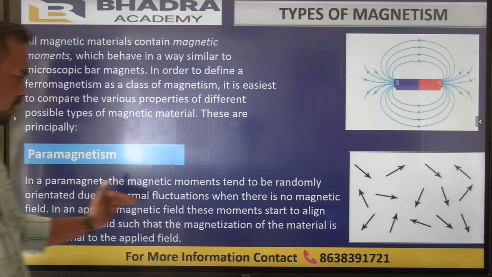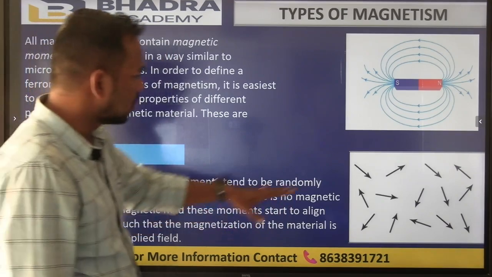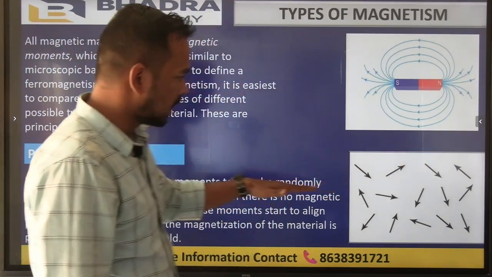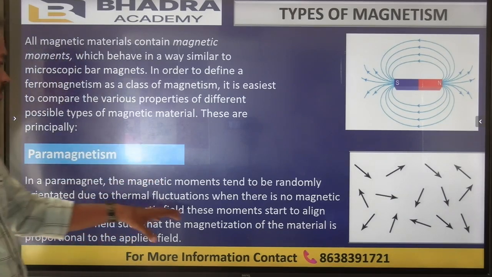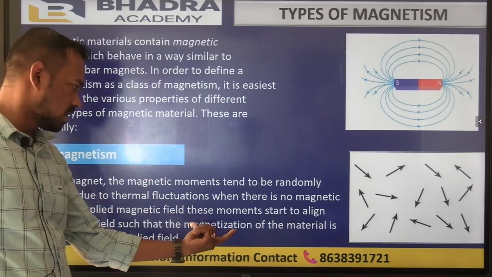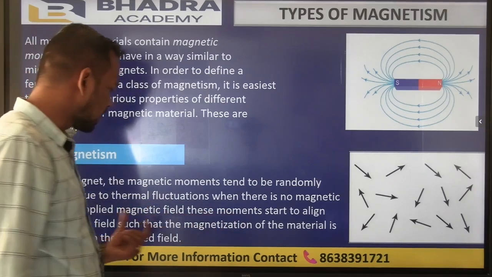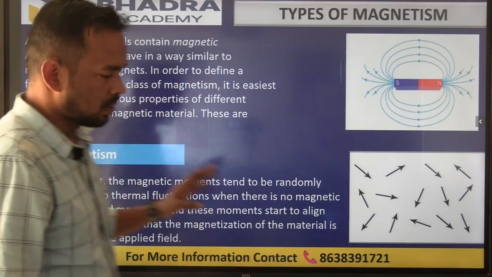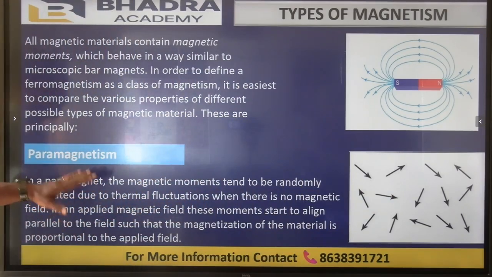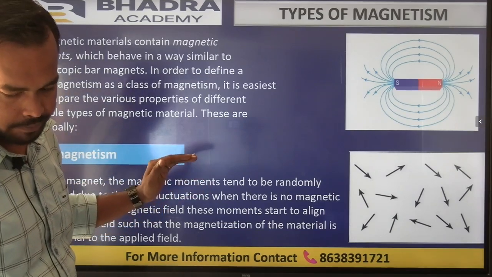However, we can apply a magnetic field, and after applying it all the moments will align themselves in a particular direction, and then the whole material becomes a magnet. That process is known as magnetization, and according to the magnetic field applied, it will be a stronger magnet. So this is paramagnetism, where by applying a magnetic field we can make a magnet.